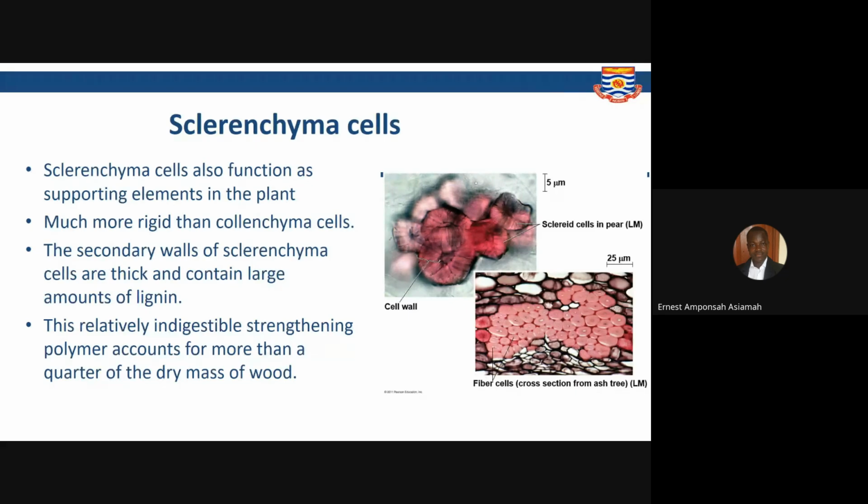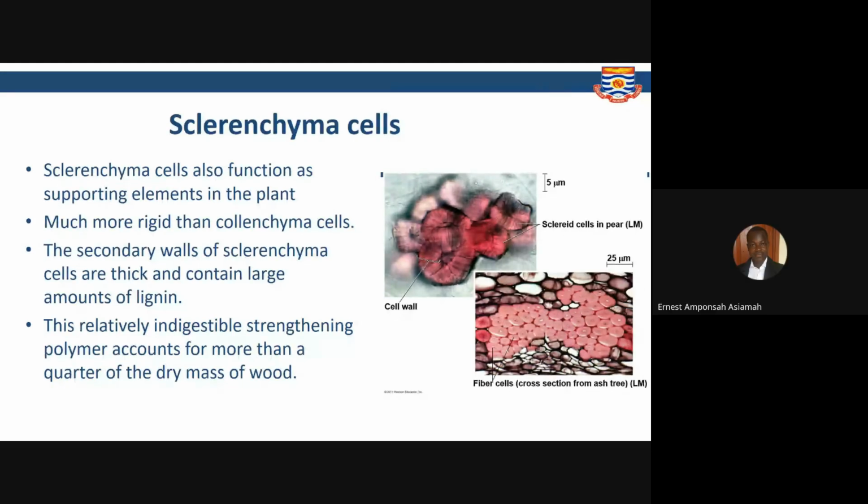And if you look at their walls, this is their cell wall. Their cell walls are relatively thicker. So they have a more rigid cell wall. They have a thickened cell wall compared to the collenchyma cells, and they are more rigid than the collenchyma cells. Their walls are thickened by the presence of lignin.